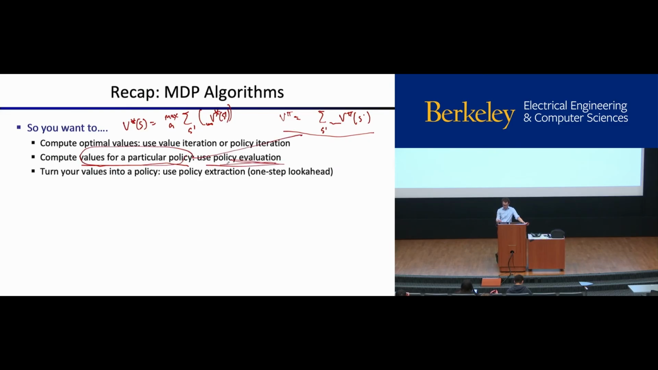The next step is policy extraction, which says I want the argmax over A of, it could either be Q star of s, a, or it could be that we take this sum over s primes of some expression that has a V in it. And that V could be either V star if we're trying to extract the optimal policy, or it could be a V pi if we're doing policy iteration.